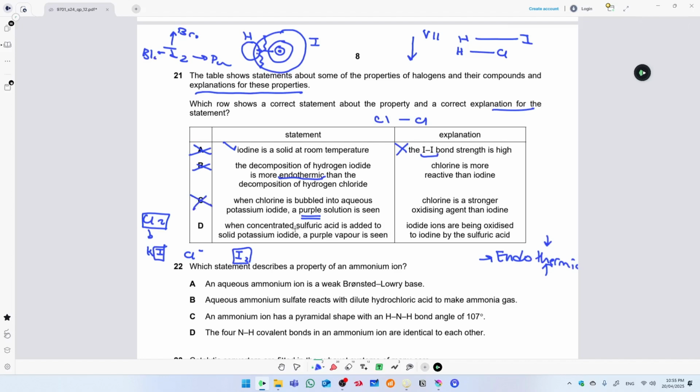D. When concentrated sulfuric acid is added to solid potassium iodide, a purple vapor is seen. Yes, because iodide is a very strong reducing agent, so it's easily oxidized by the sulfuric acid, which acts as an oxidizing agent here. So it oxidized the iodide into iodine. Let's look at the explanation. Iodide ions are being oxidized to iodine by the sulfuric acid. That's true. So D is the answer.